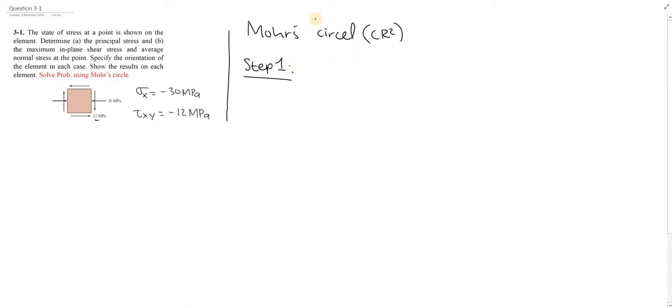In order for us to solve Mohr's circle, we have a few steps that we'd like to follow. I'm going to write them down and we're going to solve as we go along. For Mohr's circle, you might recall something called CR squared. They're basically the initial steps that we want to take. So the first step, step 1, refers to our C, which is finding the center point.